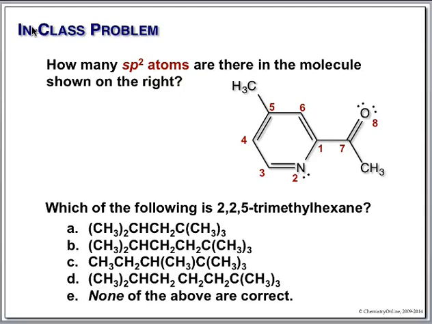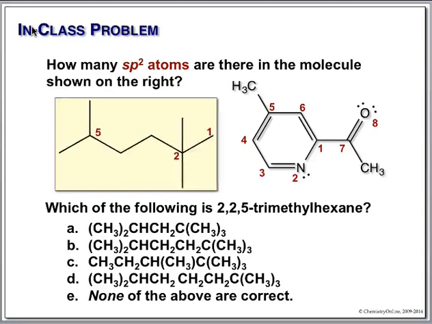So let's see if the name matches. We need 2,2,5 trimethyl. Remember, one of these is going to be part of our main chain. So we're going to have one. This is carbon 2. So that's two methyls attached. 3, 4, 5. This is part of our chain, and we have one methyl here. It actually looks like this, and that is the correct answer.